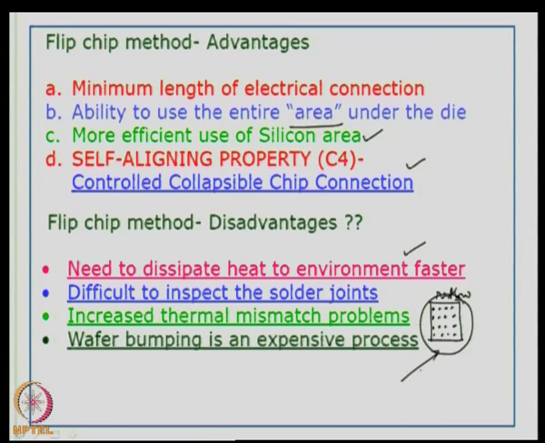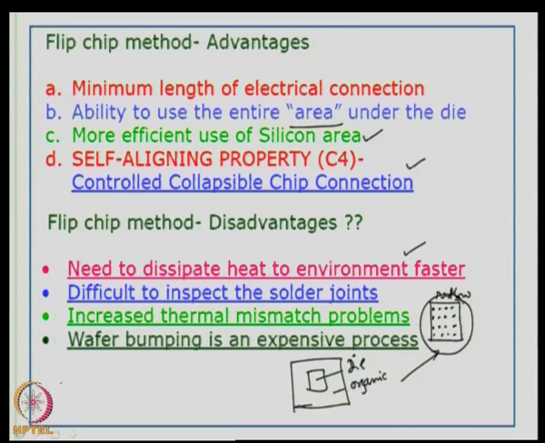Increased thermal mismatch problems, because the silicon die is subject to a lot of heat during power up, and if you are going to mount it on an organic substrate, the coefficient of thermal expansion of the die and the organic substrate are different. So, we will have some opportunity to discuss this in the next chapter. There can be thermal mismatch problems which can lead to die crack or warpage on the substrate.